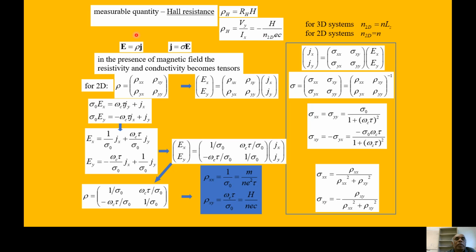Now the important thing is that this rho and sigma are really tensors, right? So in the two-dimensional case, we can write rho as a 2 by 2 matrix, right? So rho xx, rho xy, rho yx, rho yy. Then you can write the equation E equals rho j as a vector Ex, Ey, equal to this 2 by 2 matrix times your j vector. If you solve this one, we can easily write this equation.